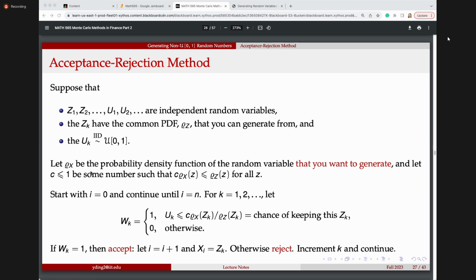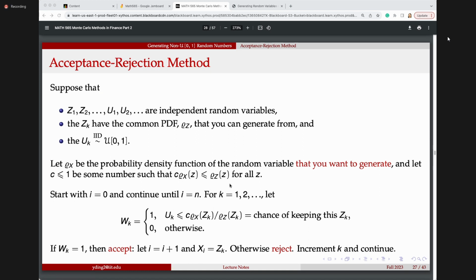Here, let rho of X be the probability density function you want to generate. And you will introduce a constant C, and this one should be less than or equal to 1. Okay, be careful, this is an upper bound. So the ideal case is C is 1, but in most cases you cannot do that if you use the acceptance rejection method. And then you need to make sure this rho of X times C is less than or equal to rho Z for any Z, which means for the density function, you plug any Z value inside, this should be true.